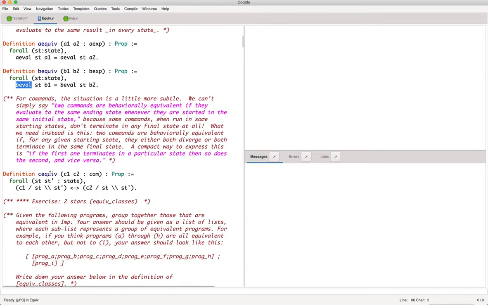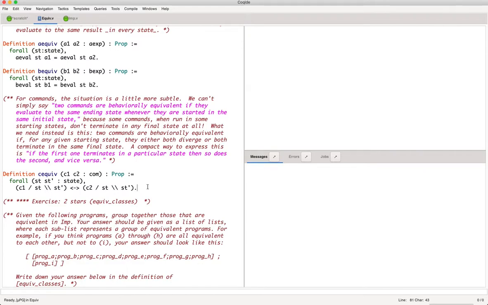So CEquiv here is the analogous equivalence proposition for these, and it basically says that if you run C1 starting in ST, some state, and it ends up in some other state ST prime, then it must be the case that if you run C2 in ST, you also end up in ST prime. And both directions have to hold. So this is an if and only if constraint. Okay.